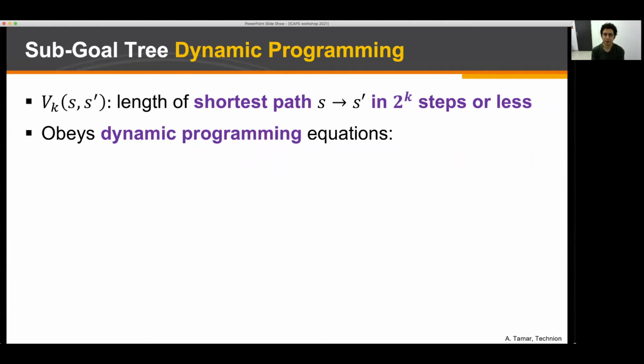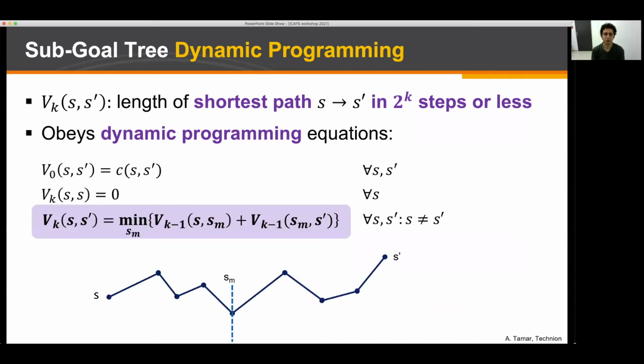And the way to do it is define the value function V sub k of s and s prime as the length of the shortest path between s and s prime in 2 to the power of k steps or less. And this value function obeys a fundamental equation that's shown here in purple, which effectively reads like the shortest distance between two nodes in, say, 16 steps or less is equivalent to the sum of shortest distances that are 8 steps or less that go through a shared subgoal, s sub m. And using this equation, you can build up the shortest path between all of the nodes iteratively.